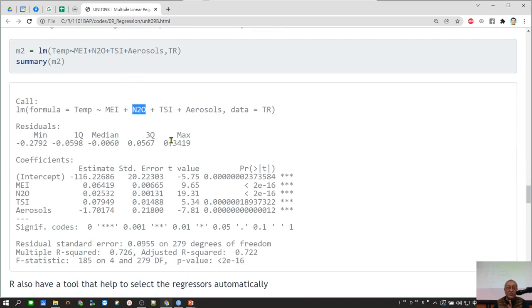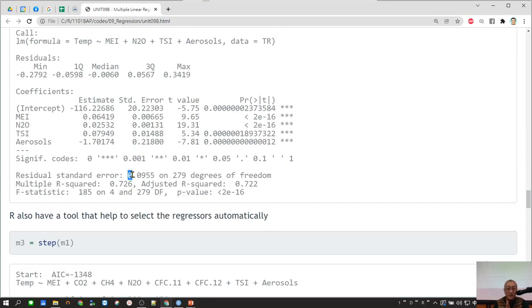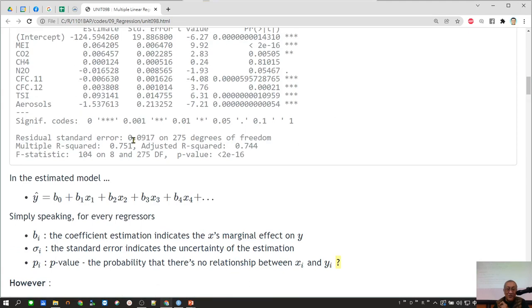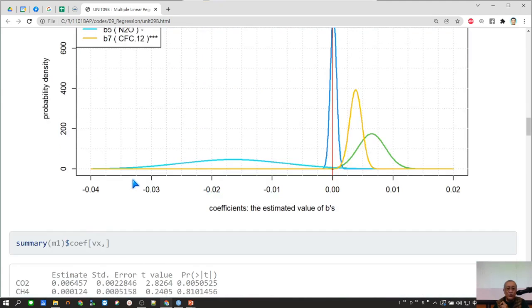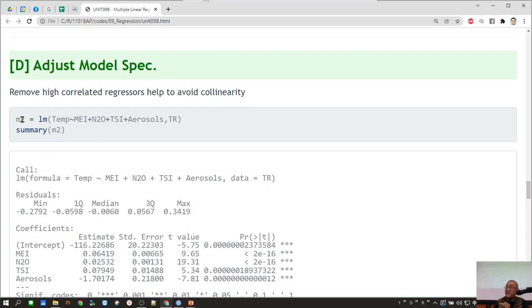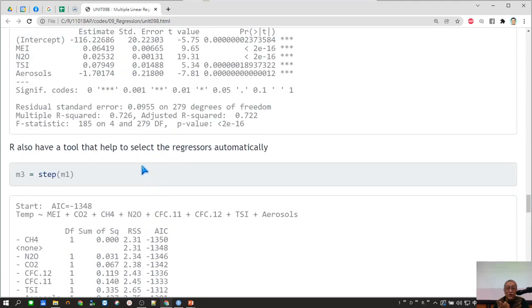And so after doing that, as we can see, the residual standard error actually increased a little bit, from 0.917 to 0.955. Okay. So if your purpose is to make the prediction, M2 is less precise than M1, because M2 has a larger residual standard error, right? So if your purpose is to make the prediction, M1 is better than M2, okay?